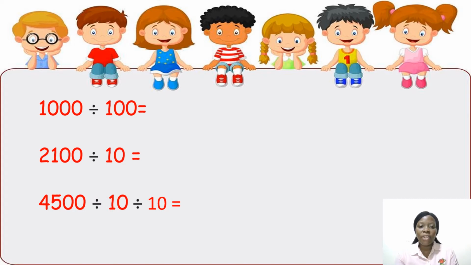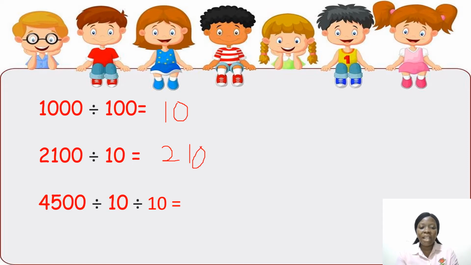So 1000 divided by 100 would give us what? 10. If you wrote 10, your answer is correct. Thumbs up. Okay, 2100 divided by 10 would give us what? 210. Good job. Well done.